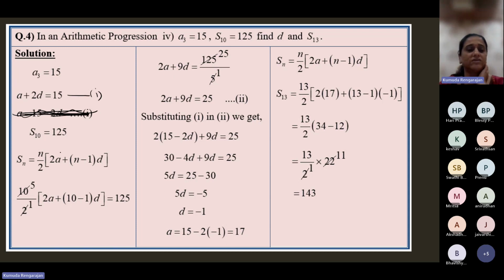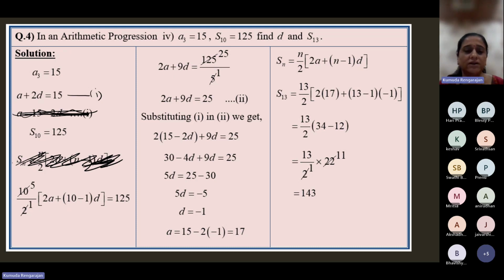Now the next thing is S10 is equal to 125. So S10 is 125, meaning this is the Sn formula. You don't have to write this step. So 10 by 2 of 2A plus 10 minus 1 into D is equal to 125. So when you work this, you get an equation: 2A plus 9D is equal to 25.